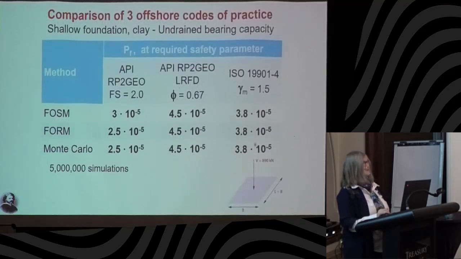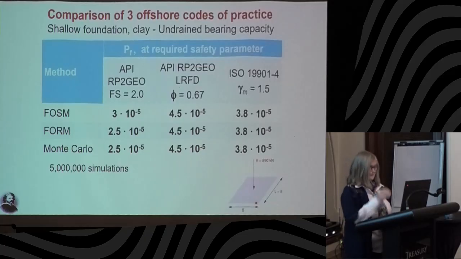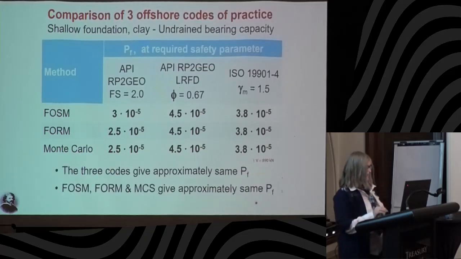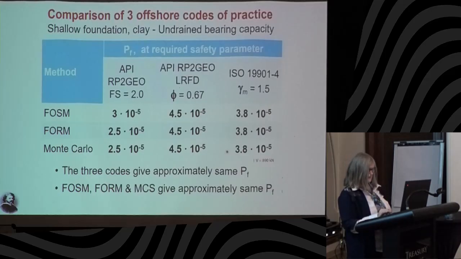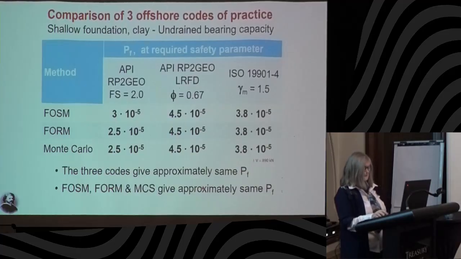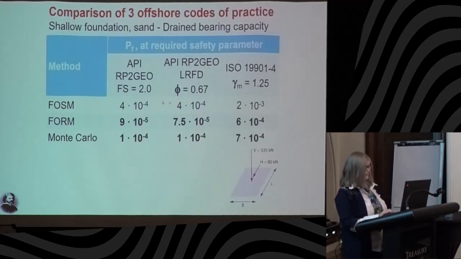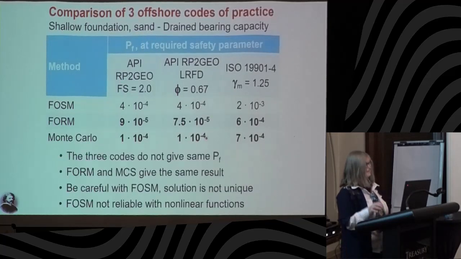For the case of just a vertical load, no problem. But for the case of a shallow foundation on clay, undrained shear strength capacity, you have the three codes giving approximately the same probability of failure. But for a shallow foundation on sand, drained bearing capacity, the three codes gave very different probabilities of failures.